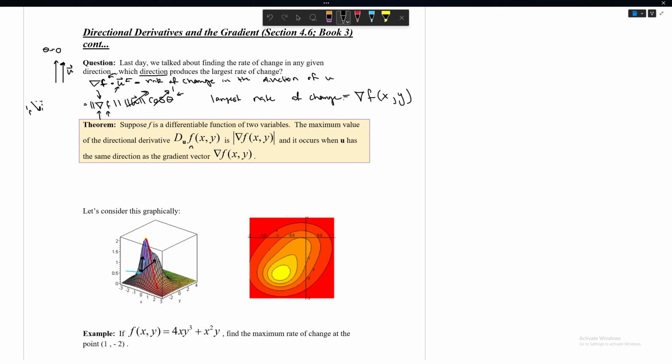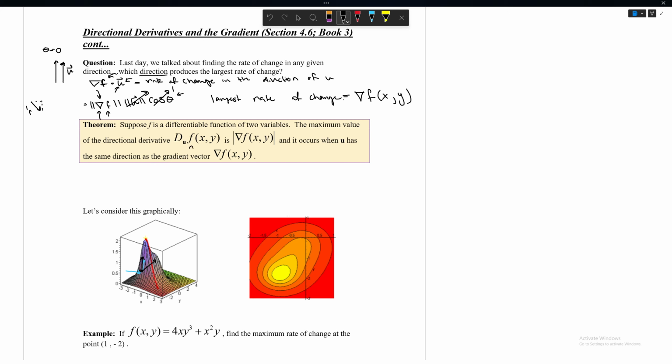Now, if asked for the max rate of change in a certain direction, what you do is you take the rate of change that you find up there, you take whatever you find up here, and you cross product it by your u. All right, that's how you get the rate of change in a certain direction.